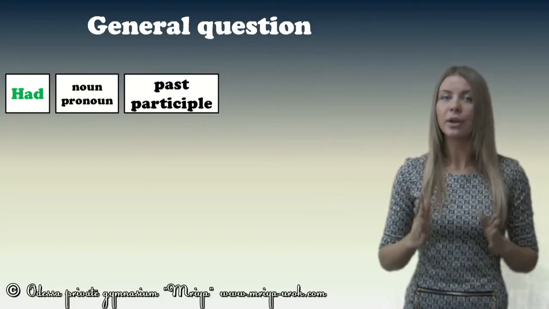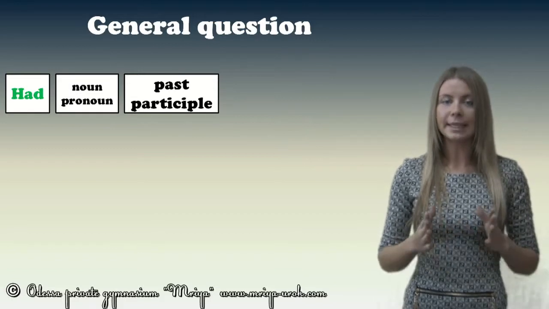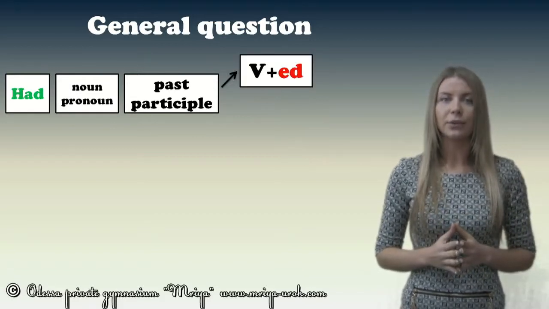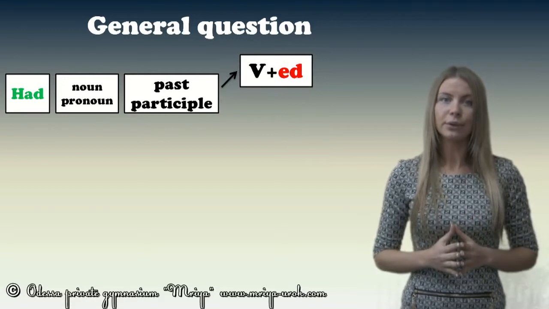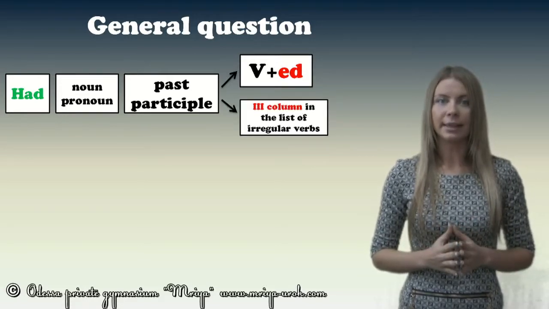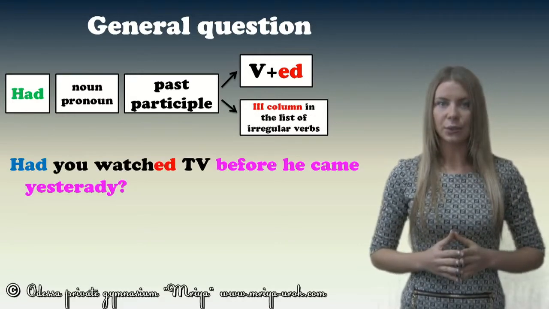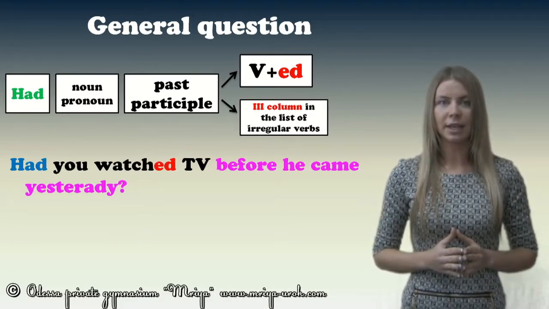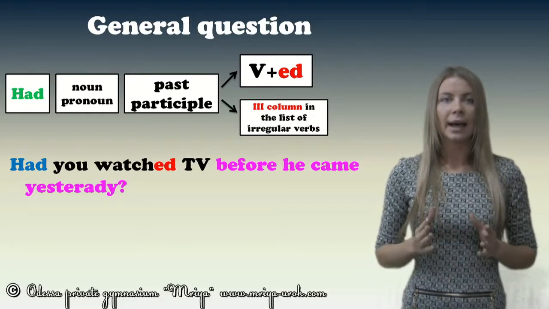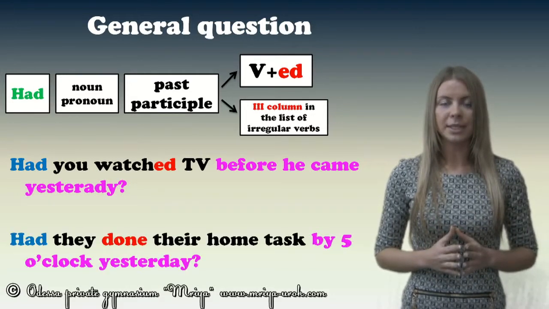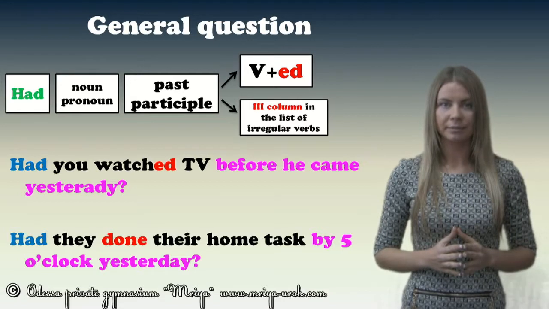Again, if you have a regular verb, you put ed ending to it. If you have an irregular, you have to look at the third column in the list of irregular verbs. For example, had you watched TV before he came yesterday? Had they done their home task by 5 o'clock yesterday?